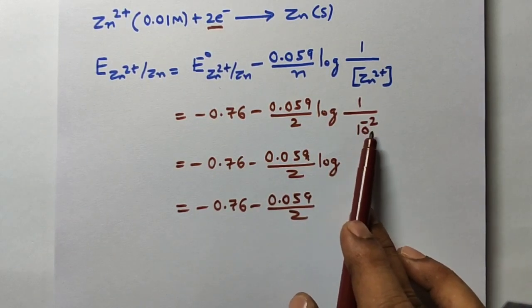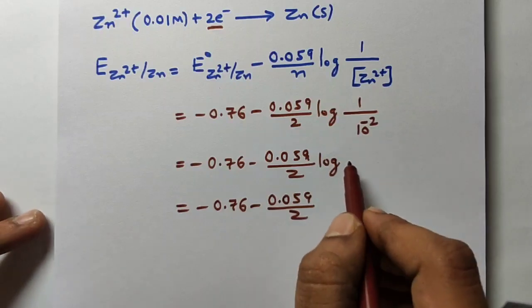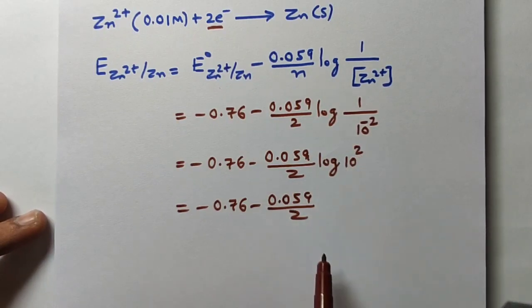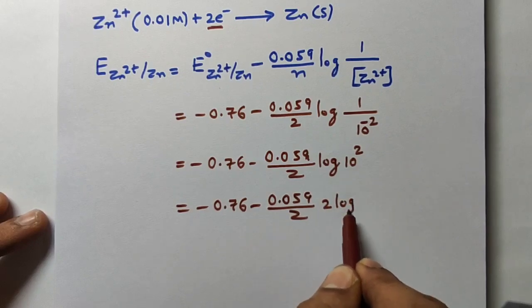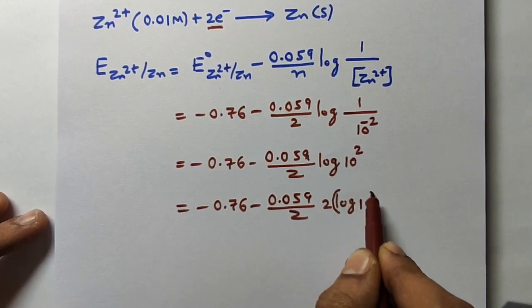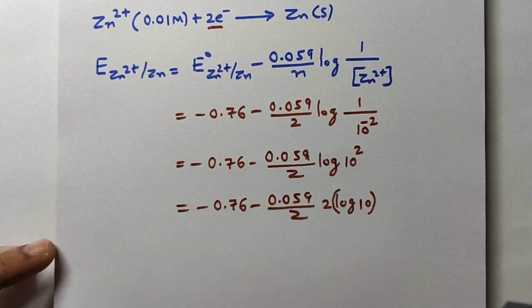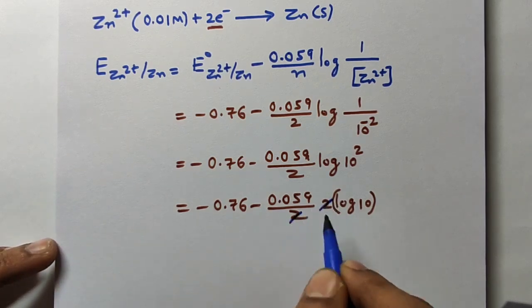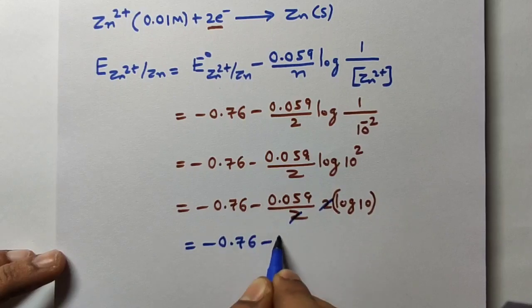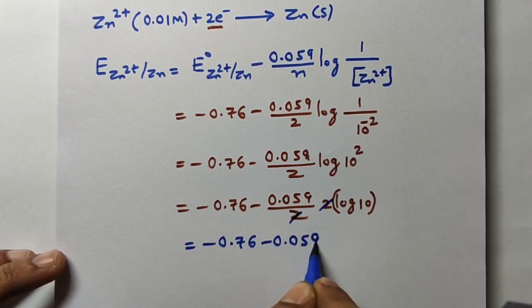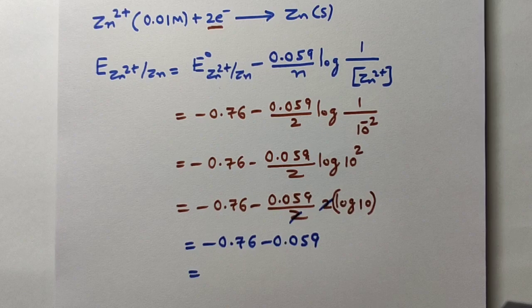So this is in the denominator. If you change it into the numerator, how do you write? Log 10 power plus 2. Now log 10 power 2 is nothing but 2 log 10. We know that log 10 value is 1, and the 2 cancels. Then what will you get? Minus 0.76 minus 0.059. If you add both minus values, we will get minus 0.819 volts. Got it, right?